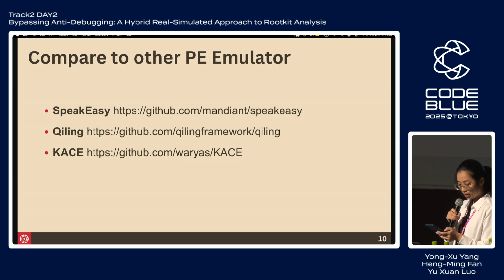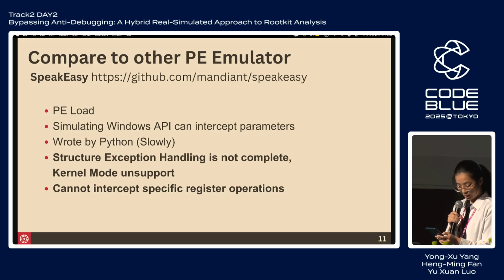I'd like to discuss some existing emulation solutions by listing their advantages and disadvantages. There are 3 emulators that I'm going to introduce, which are SpeakEasy, Qiling, and Kernel Anti-Cheat Debugger. First, let's introduce SpeakEasy. SpeakEasy is an emulation solution that can load and execute PE files. By simulating Windows APIs, SpeakEasy can intercept parameters and send back the value it wants.